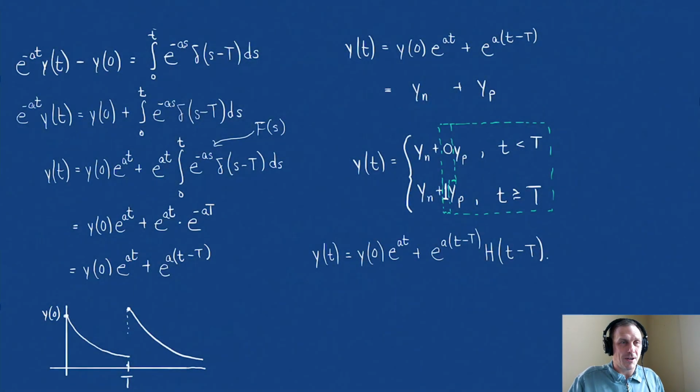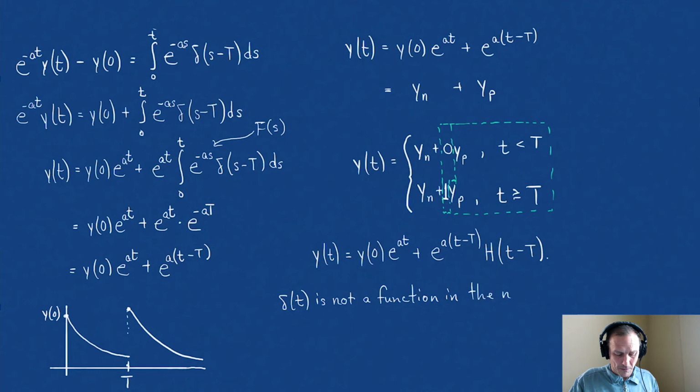Now, before we close, a few little comments are in order. The delta function is not a function in the normal sense. And when I say that, what do I mean? I mean a function by definition means that a vertical line only crosses it once. And obviously the delta function has an entire vertical line in the function.